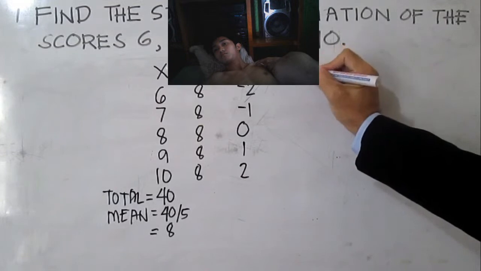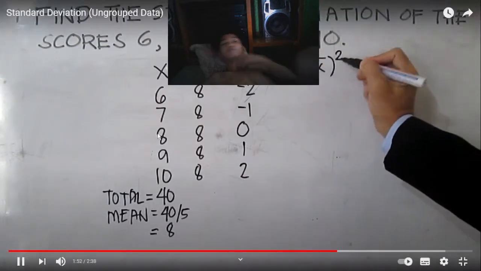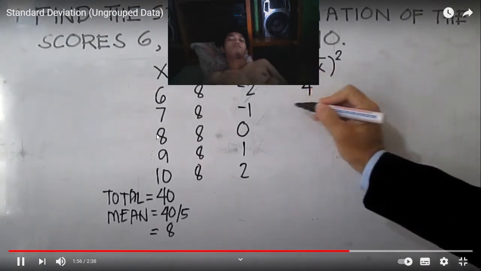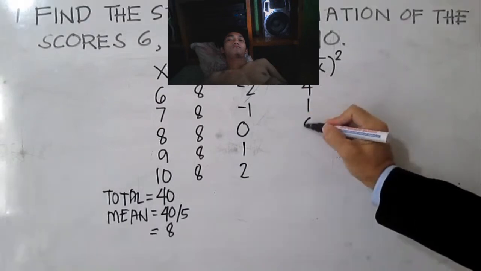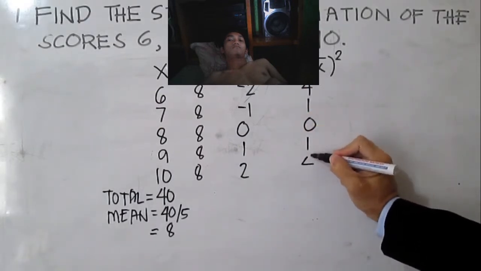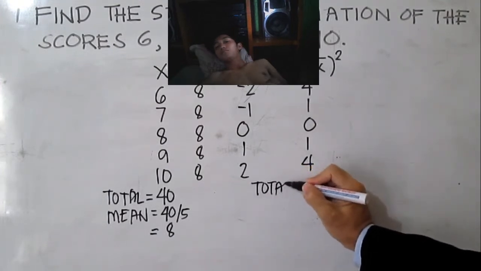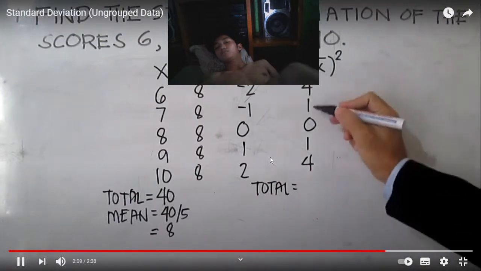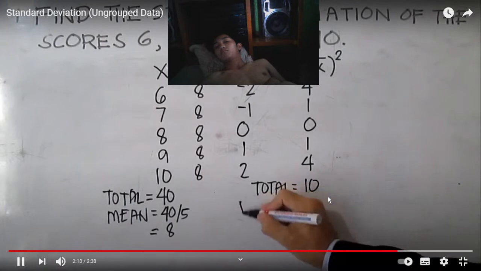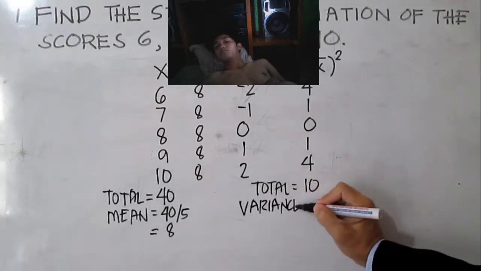Then you square the deviation from the mean. Negative 2 times negative 2 is 4. Negative 1 times negative 1 is 1. This is 0. 1 squared is 1. 2 squared is 4. Again, you find the sum. This is 4 plus 1, 5, 6, 10. Then find the average. 10 divided by 5 equals 2.